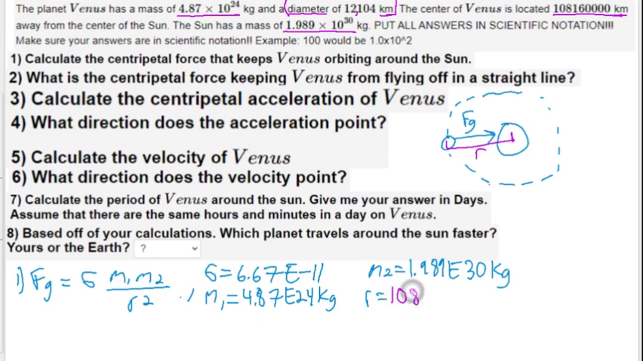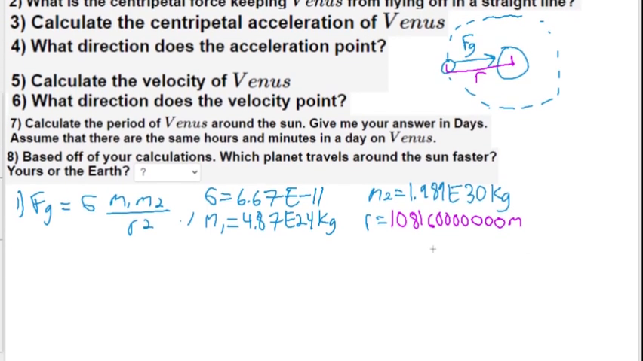So we have 10816, and then followed by 4 zeros. 1, 2, 3, 4. If we want this to be in meters, though, we're going to need to multiply by 1,000, which means we're going to need to tack on an extra 3 zeros. Cool. Now that we have everything that we need, we can just take it and plug it into this equation. After we plug it in, we're going to end up with a force of gravity that should be 5.52 E22. And since it's a force, it's going to be newtons.